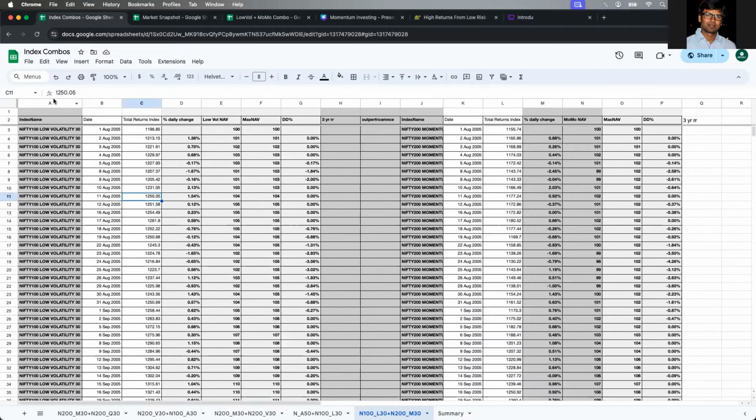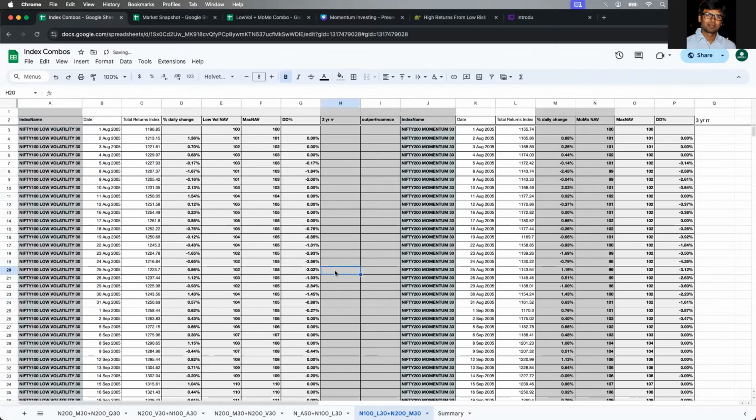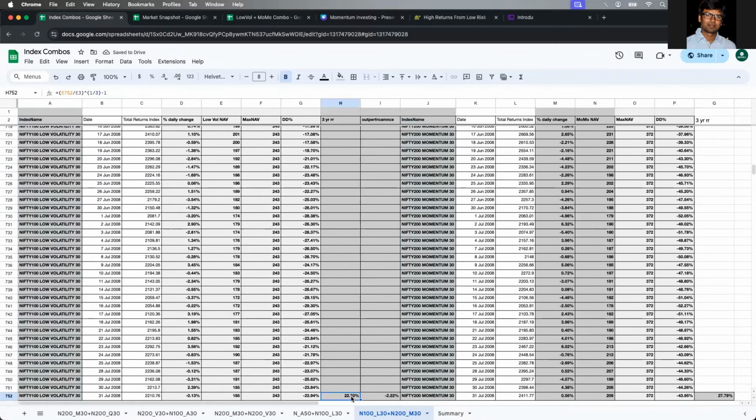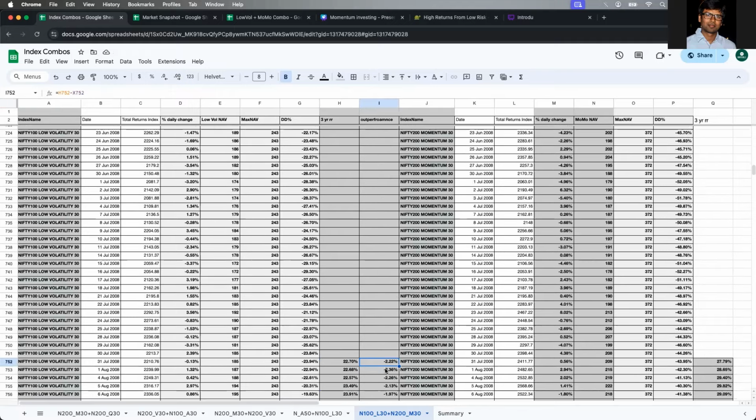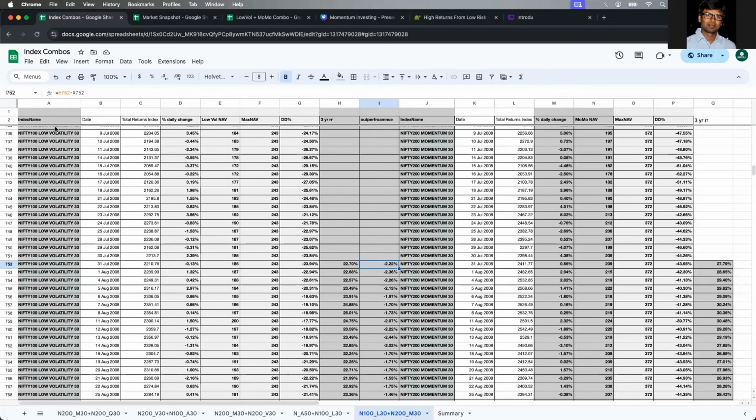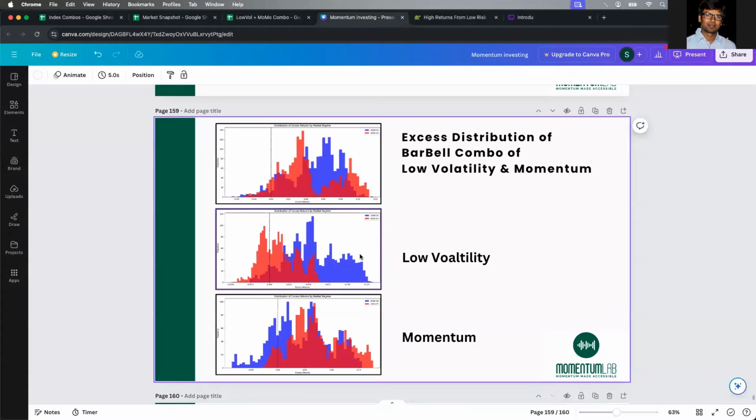First we get the 3-year returns of the individual strategies, namely Nifty 100 Low Vol 30, as well as Nifty 200 Momentum 30. We take the 3-year returns, and from these 3-year returns, we then subtract the 3-year returns of Nifty 50. Thereby, we get the excess returns of this factor over Nifty 50. This excess return is what we have plotted in this graph.